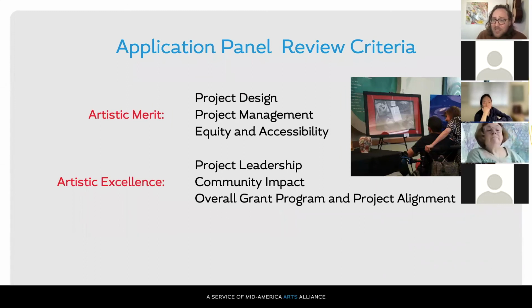An application will be deemed ineligible by Mid-America staff if it is incomplete at the time of submission or does not meet the applicant or project eligibility requirements. Ineligible applicants may request that Mid-America provide a rationale to help the applicant adapt for future submissions. If deemed eligible for consideration, applications are evaluated by an independent review panel on the basis of artistic merit and artistic excellence. Artistic merit includes project design, project management, and equity and accessibility for the proposal.